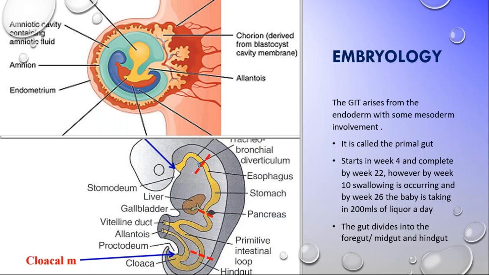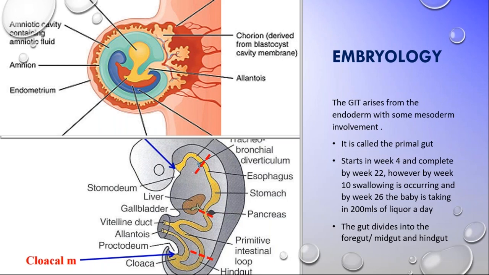The initial growth of the gut is called the primal gut, and it starts in week 4 and is complete by week 22. However, it's important to note that by week 10, there are swallowing motions occurring, and by week 26, the baby is taking as much as 200 mL of amniotic fluid in a 24-hour period. The baby will drink continuously and pass urine as the kidney starts functioning, back into the amniotic fluid. We will find in the amniotic fluid various growth hormones, and feeding does occur from there.